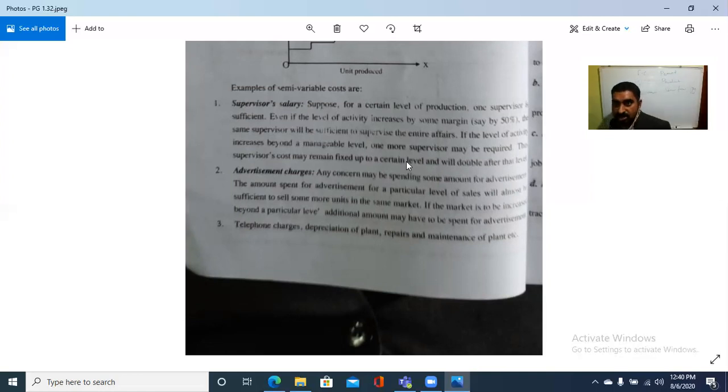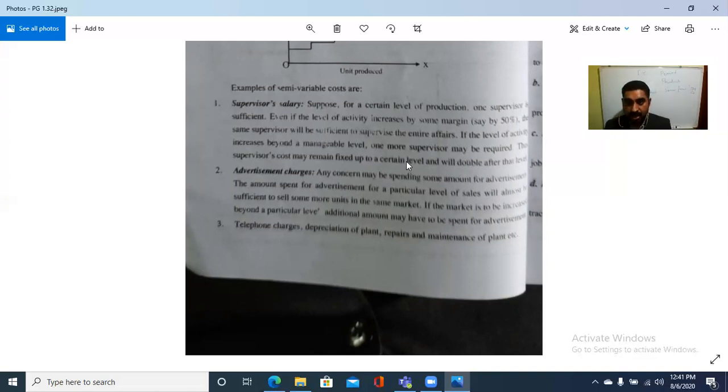For a certain level of production, one supervisor is sufficient. Even if the level of activity increases, the same supervisor will be sufficient to supervise the entire affair, up to a particular limit. If the level of activity increases, then his salary may also increase. One supervisor, if the level of activity increases beyond a manageable level, one more supervisor may be required.